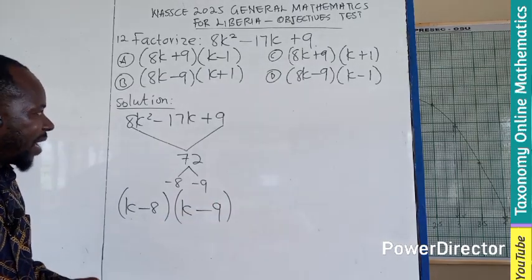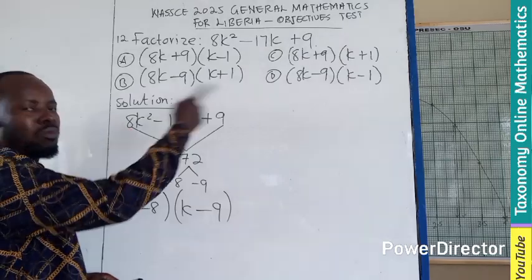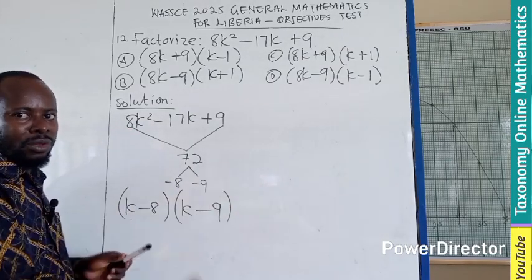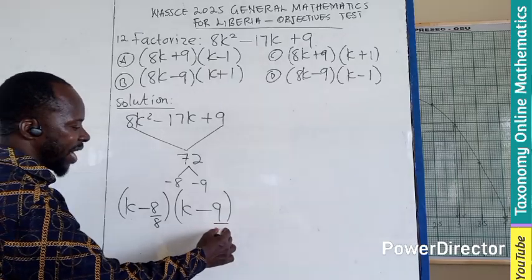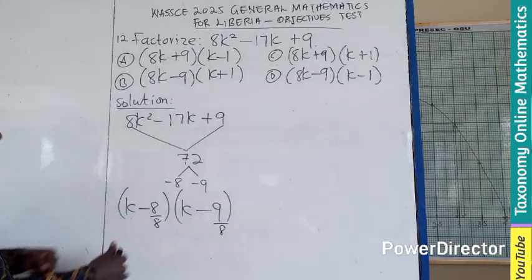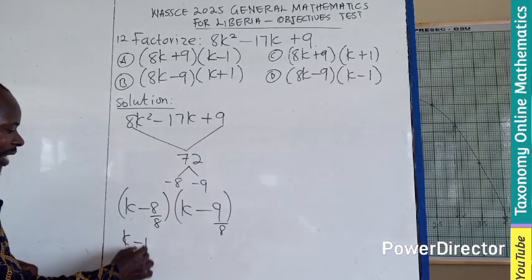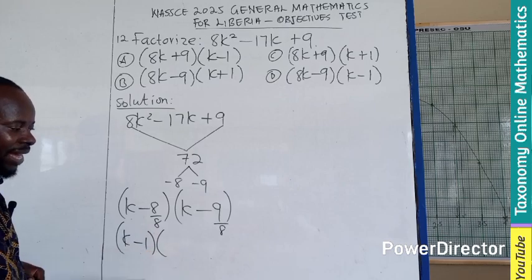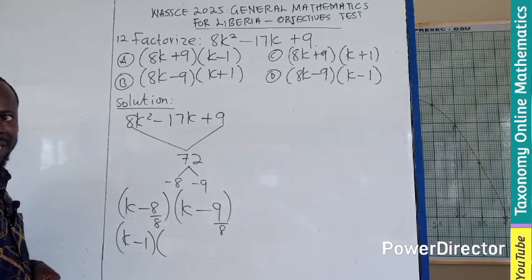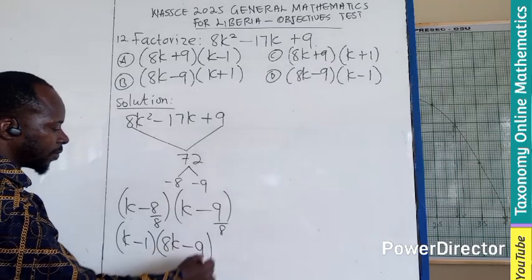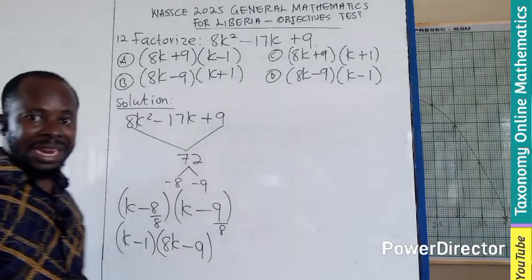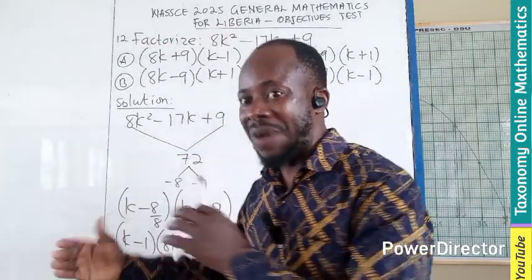But before I got the factors, I used 8 to multiply, right? So I'm going to divide by the 8. So here I will divide by 8, divide by 8. Now 8 can divide 8, so k minus 1 in this bracket. 8 cannot divide 9, so you shift it to come and multiply. So 8k minus 9. So this becomes the answer you are going to get if you factorize this.